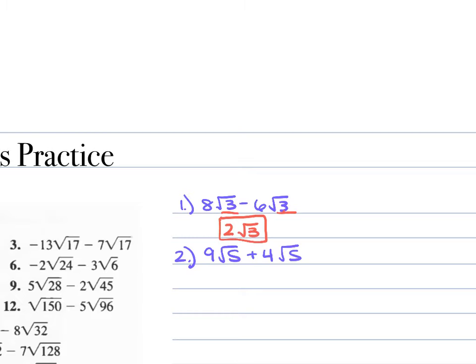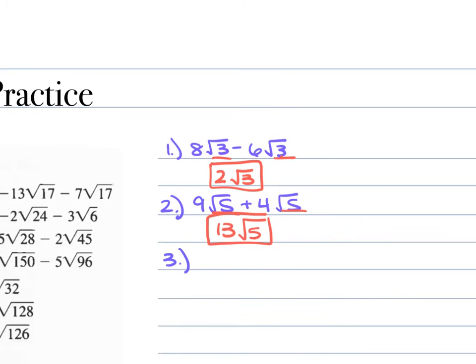Number 1, we have 8 square root 3 minus 6 square root 3. Because our radicals are the same here, we're going to keep the square root of 3 and then just subtract the 8 minus 6, which is 2. So that's 2 square root 3. For 2, we have 9 square root 5 plus 4 square root 5. Once again, our radicals are the same, which is that square root of 5. So we are going to keep the radical and then add the 9 and the 4 to get 13 square root 5.